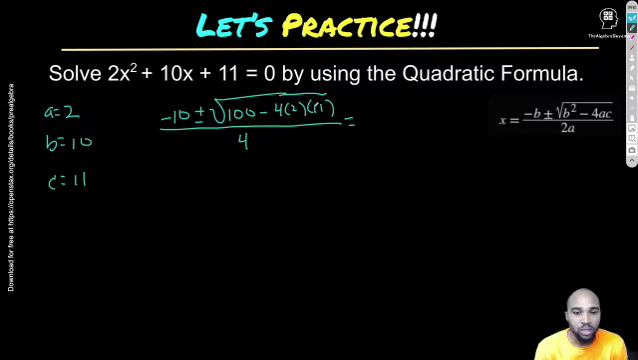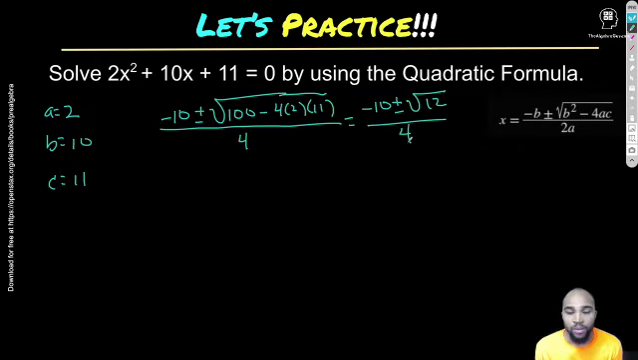Let's do that again. 11 times 4 is 44. 44 times 2 is 88. 100 minus 88 is 12. So I'm going to say this is -10 plus or minus the square root of 12, all divided by 4. Now again, this is a good enough answer for some answer choices, and I will leave it that way. However, we talked about how we can simplify this radical of 12, so let's go ahead and do that.